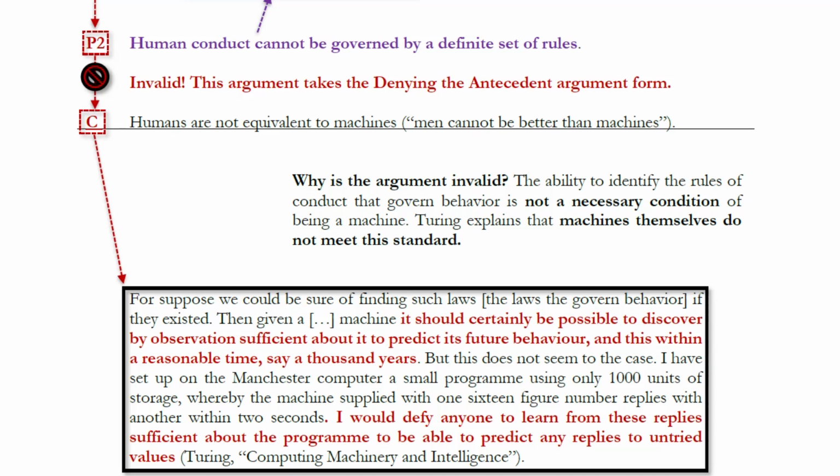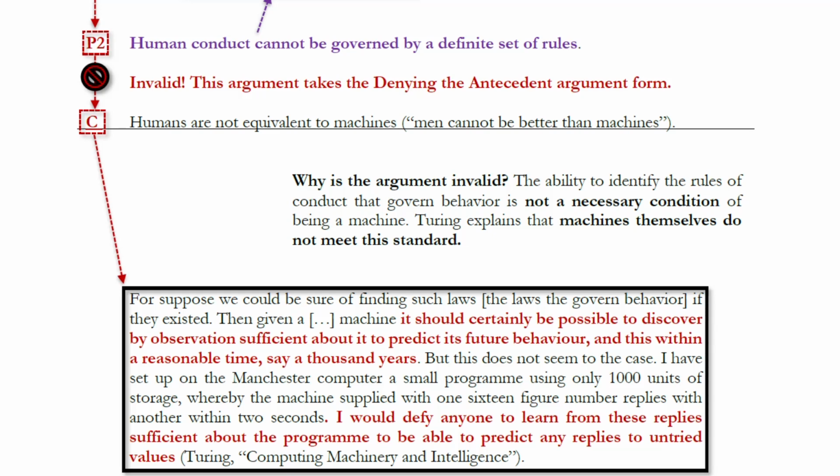I have set up on the Manchester computer a small program using only 1,000 units of storage, whereby the machine supplied with one 16-figure number replies with another within 2 seconds. I would defy anyone to learn from these replies sufficient about the program to be able to predict any replies to untried values." His point here is that we all accept that the behavior of machines is entirely rule-governed.